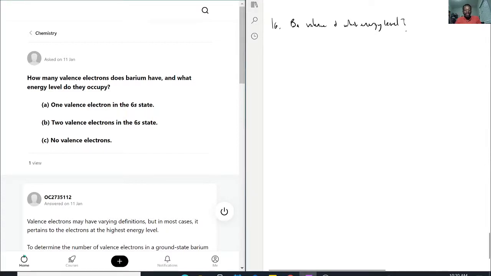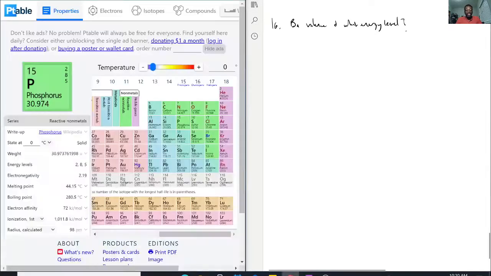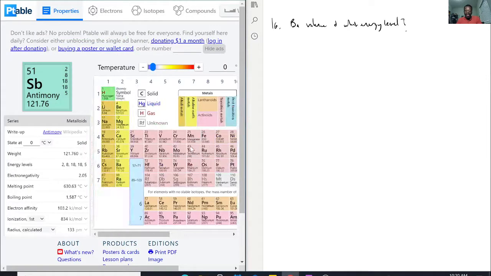So, with that being said, we're going to look at the periodic table, okay? And we first have to find barium. Barium is right here, okay? It is on the 6th, sorry, I'm blanking out, 6th row, okay? And it's on the 2nd column. So barium, in this case on the 2nd column, would have 2 valence electrons.